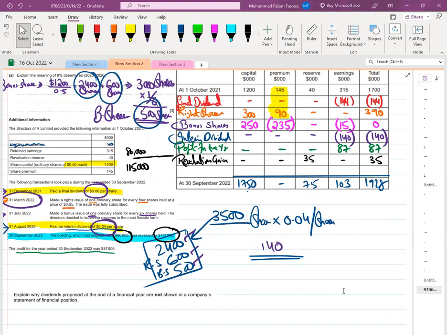Until and unless it's approved and paid, dividend cannot be recorded in any books of account. Maximum it can be disclosed only. We can just write a line after the balance sheet that we just proposed a dividend of this much, but more than that is not allowed in the case of proposed dividend. You got my point? And that's all for this particular question. Any questions, any problem, please ask me. And that's done.